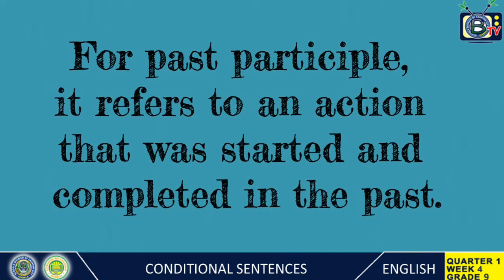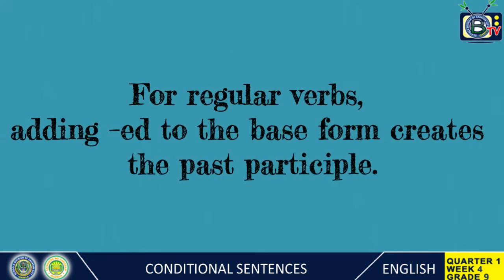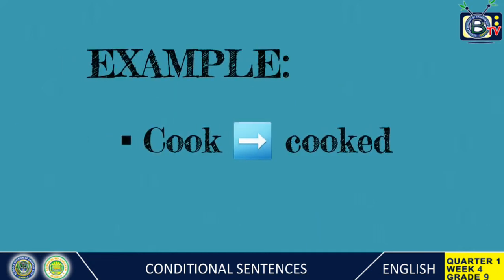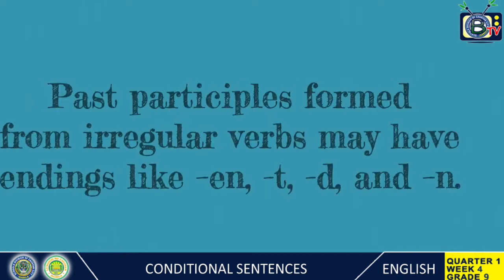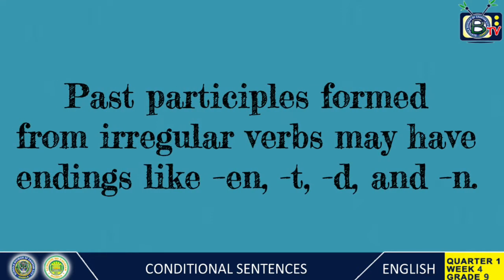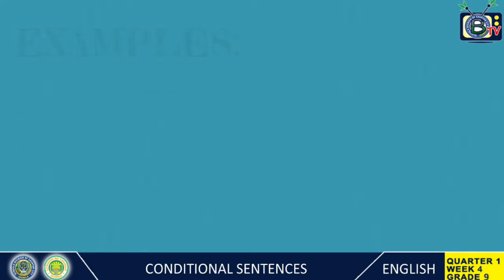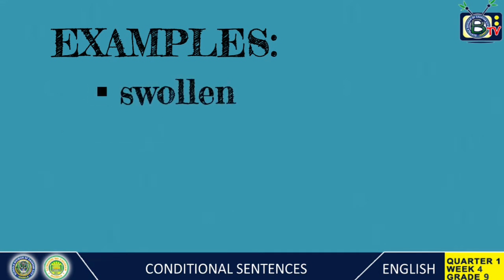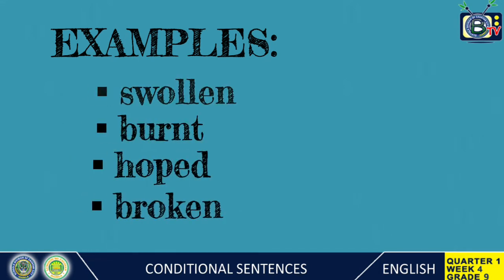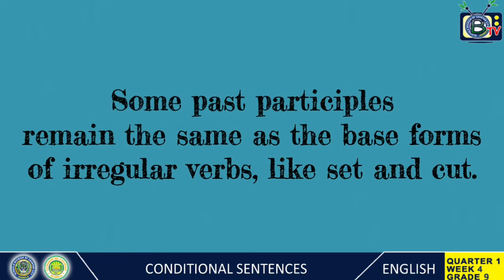For past participle, it refers to an action that was started and completed in the past. For regular verbs, adding ed to the base form creates the past participle. Example, cook, cooked. Past participles formed from irregular verbs may have endings like en, t, d, and n. Examples include swollen, burnt, hoped, and broken. Some past participles remain the same as the base forms of irregular verbs, like set and cut.